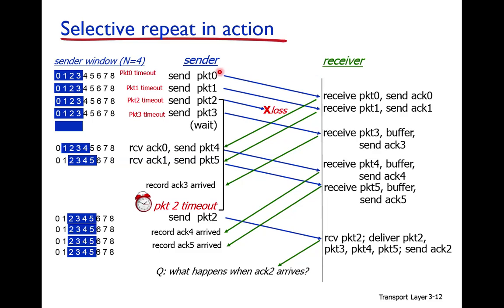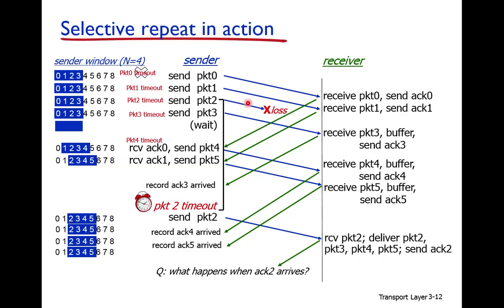Okay, so suppose packet number 0 is received correctly. So the receiver is expecting packet number 0 and it is received. So it will send acknowledgement number 0 and it will deliver this data to the application layer. Okay, so when acknowledgement number 0 is received, its timer will be stopped. And the send base, which was pointing to packet number 0, will now point to packet number 1.